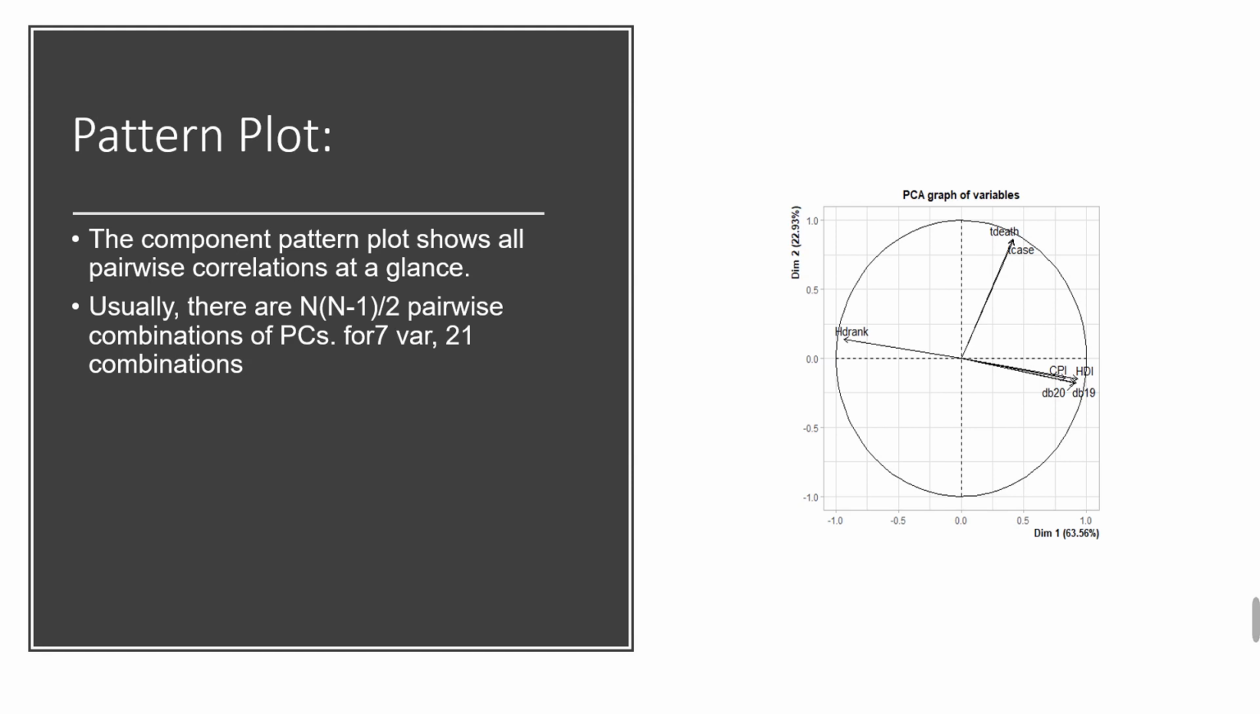And usually there are n times n minus 1 divided by 2 pairwise combinations. For instance, we have 7 different variables, so we have 7 times n minus 1, that will give us 6, 7 multiplied by 6, 42. Divided by 2, we have 21 different combinations. And this is the result. And we can see clearly the pattern.